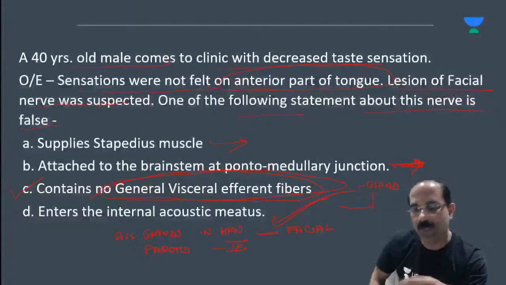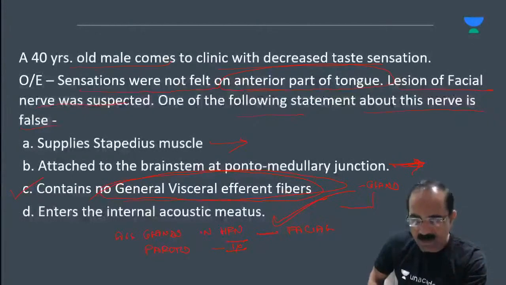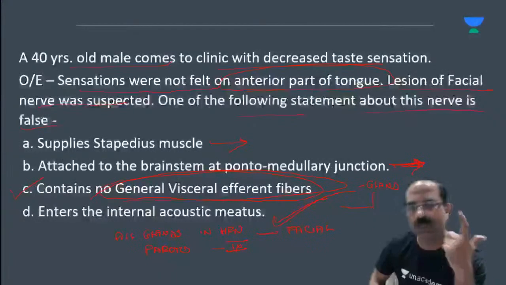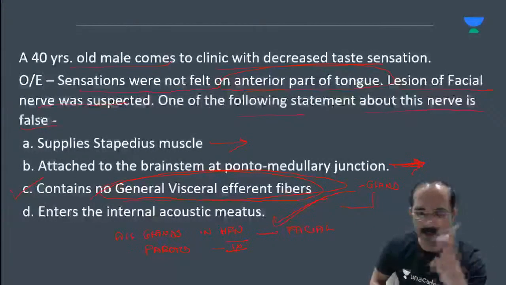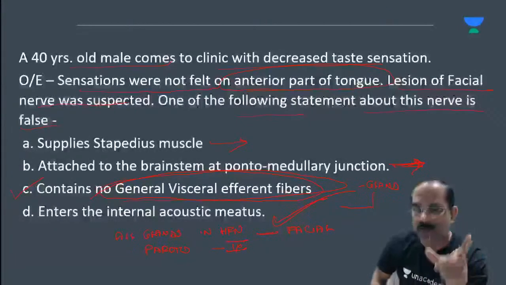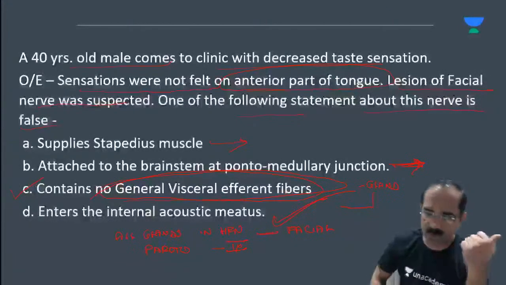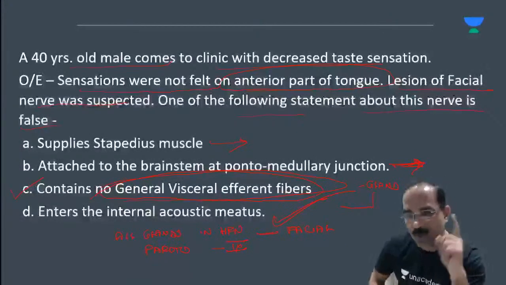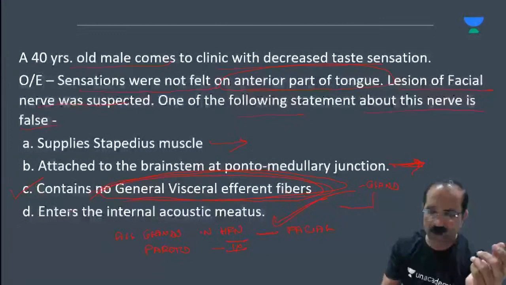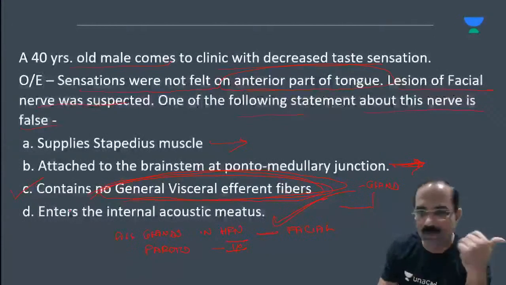All the glands, what does that mean? Lacrimal, nasal, palatine, pharyngeal, submandibular and sublingual glands. So all the glands in the head and neck are supplied by facial nerve except parotid, which is supplied by glossopharyngeal nerve. And what is the component required to supply the glands? General visceral efferent component and the general visceral efferent fibers.